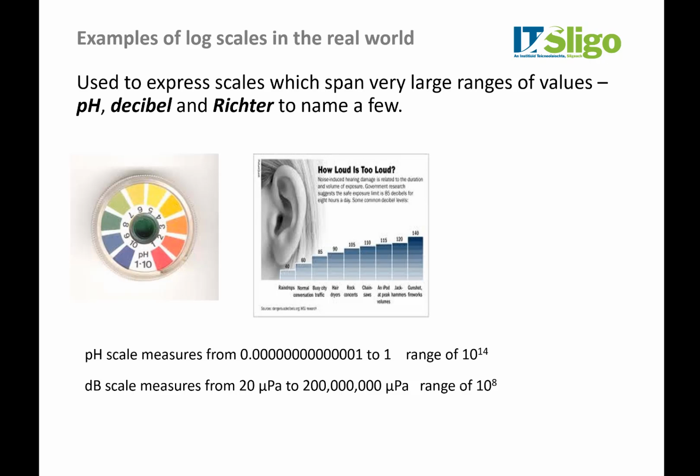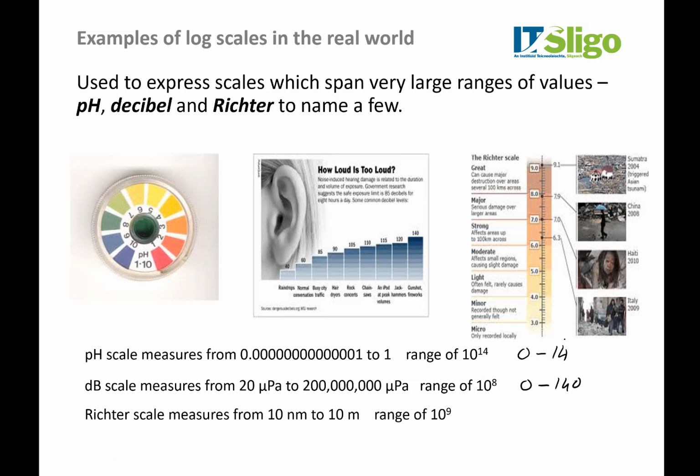So we use the decibel scale, which simply goes from 0 up as far as 140. The pH scale goes from 0 to 14. Then the Richter scale can measure from 10 nanometers up to 10 meters, and the Richter scale then goes from 0, I think, up as far as 10. So we use logs, guys, to reduce these very large ranges of numbers down to much more manageable ranges. And this is where we will start to explore in semester 2. So that's for the future.